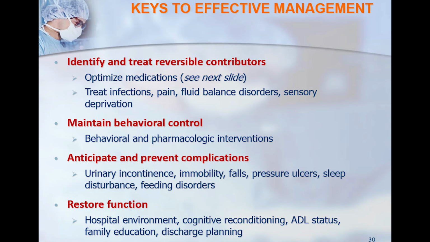So how do we manage? We're going to talk about medication, treating the infection, pain, fluid, making sure that they are eating and drinking, and behavioral and pharmacological intervention. Anticipate and prevent complications, change the position, sleep, and restore function. Get the patient out for lunch, involve family and the physical therapist. Don't keep delirious patients in bed all the time.